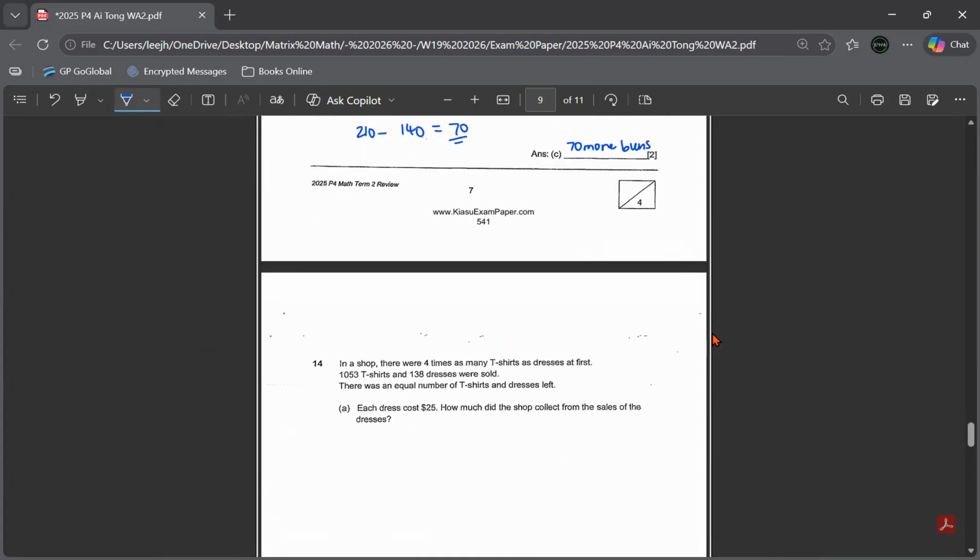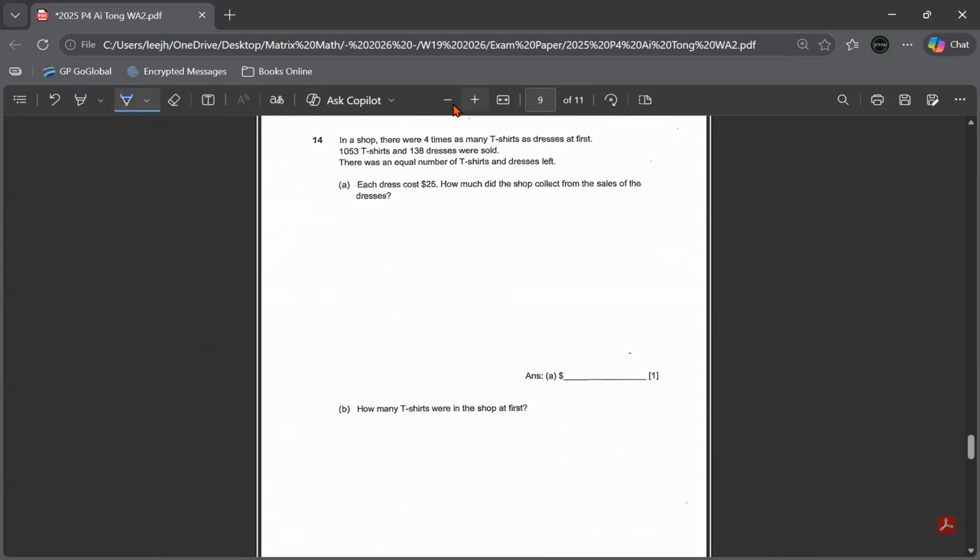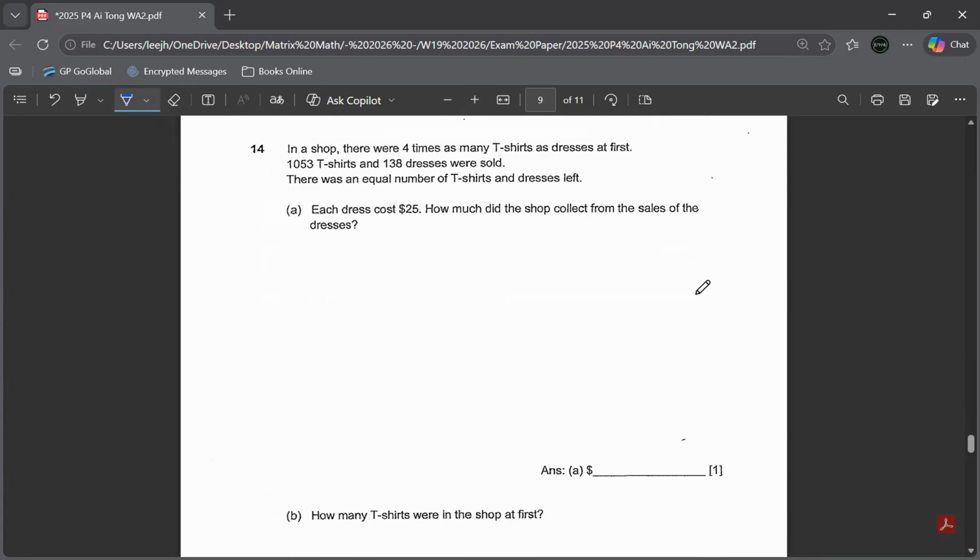Question number 14. I think I'll zoom in a little. In a shop, there were 4 times as many t-shirts as dresses at first. 1,053 t-shirts and 138 dresses were sold. There was an equal number of t-shirts and dresses left. A: each dress is $25. How much did the shop collect from the sale of the dresses?